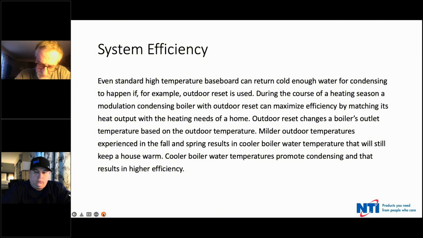And we hear this all the time. Well, you know, I've got baseboard, why would I use reset? Well, because there's going to be a lot of time of the year, in the spring and the fall, you need heat when it's 45 or 50 degrees outside, but it's certainly not design temperature. So there's no reason to be giving that baseboard 180 degrees. When you have a mild outdoor temperature, the cooler boiler water will still heat the house, and it'll be condensing, and you'll maximize your efficiency at least in the shoulder seasons.